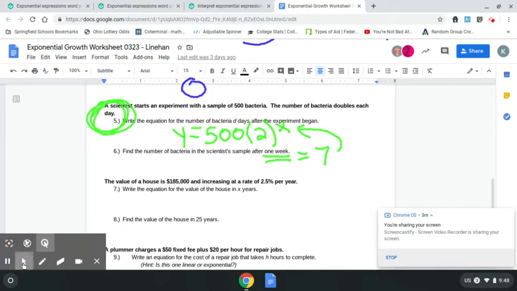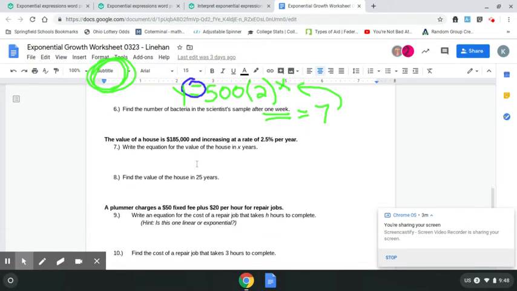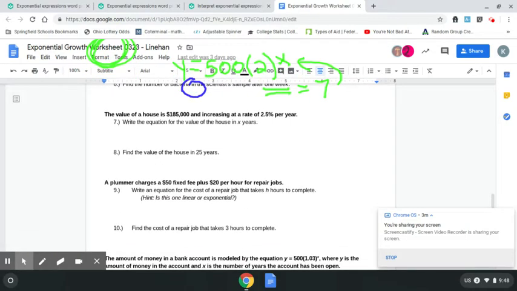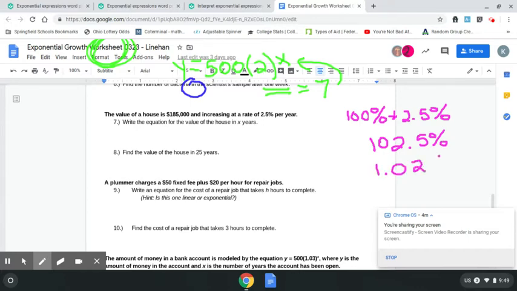Number 7 and 8. This one is increasing at a rate of 2.5% per year. This is a good one to take a look at because 2.5% is going to throw another little wrinkle into things here. If I take 100% off to the side plus 2.5% off to the side, that gets me 102.5%. Again, a lot of students will get caught by putting 1.25 here. It's not. When you move that decimal place twice, it's 1.025. That's what goes inside parentheses.